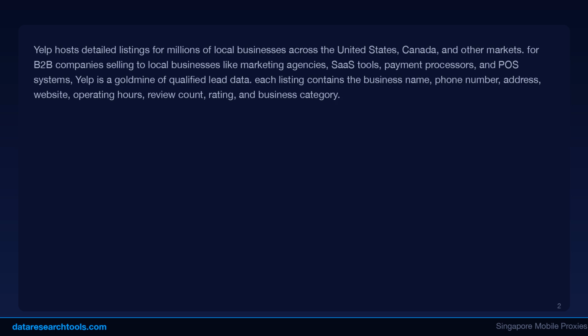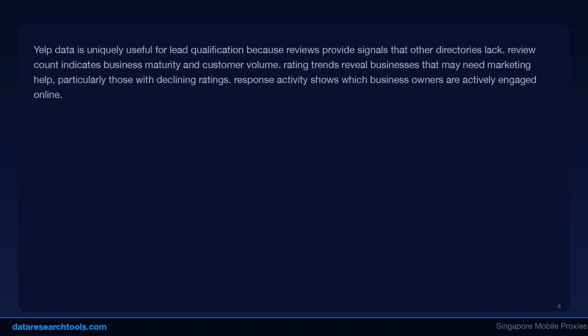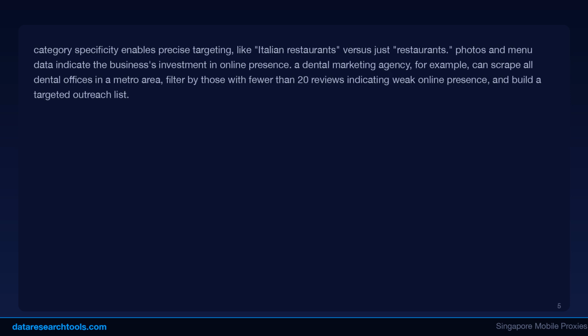Yelp data is uniquely useful for lead qualification because reviews provide signals that other directories lack. Review count indicates business maturity and customer volume. Rating trends reveal businesses that may need marketing help, particularly those with declining ratings. Response activity shows which business owners are actively engaged online. Category specificity enables precise targeting, like Italian restaurants versus just restaurants. Photos and menu data indicate the business's investment in online presence.